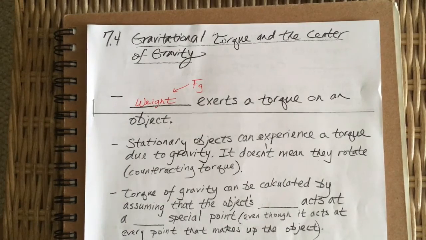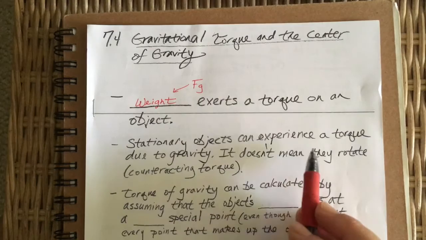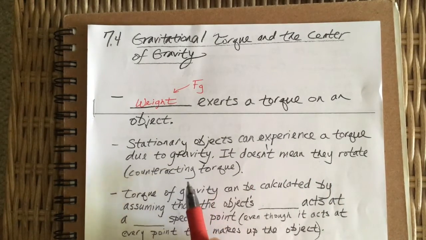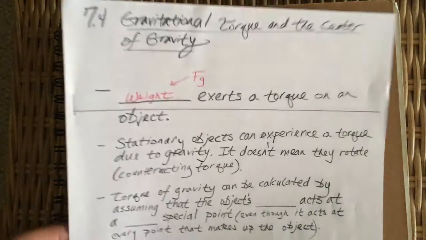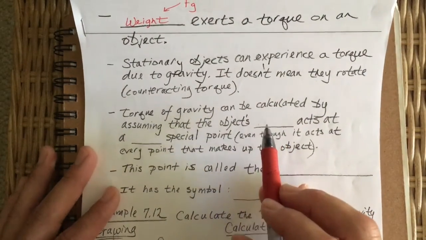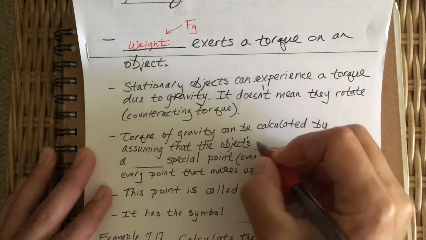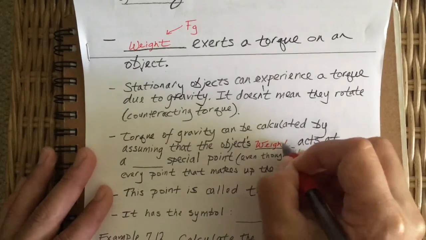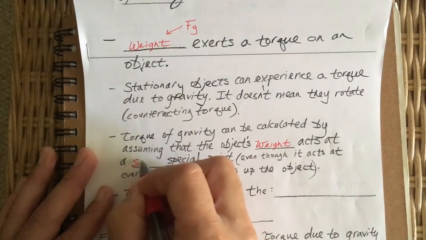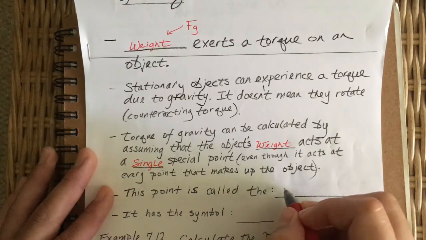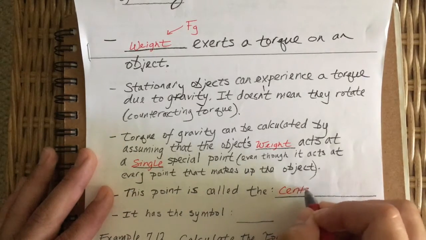So, anyways, stationary objects can experience a torque due to gravity. Sometimes the torque is balanced out, so we don't notice it. And the torque of gravity can be calculated by assuming that the object's weight acts at a single point. And this point is called the center of gravity.